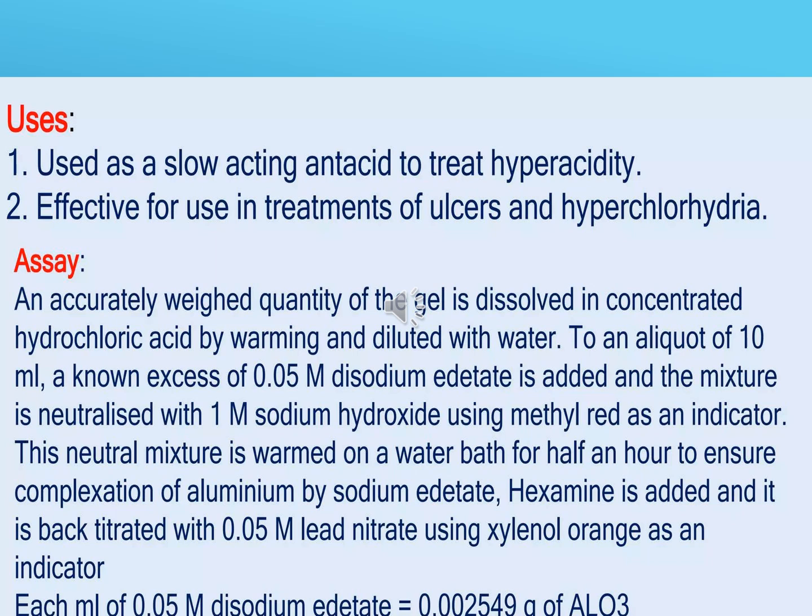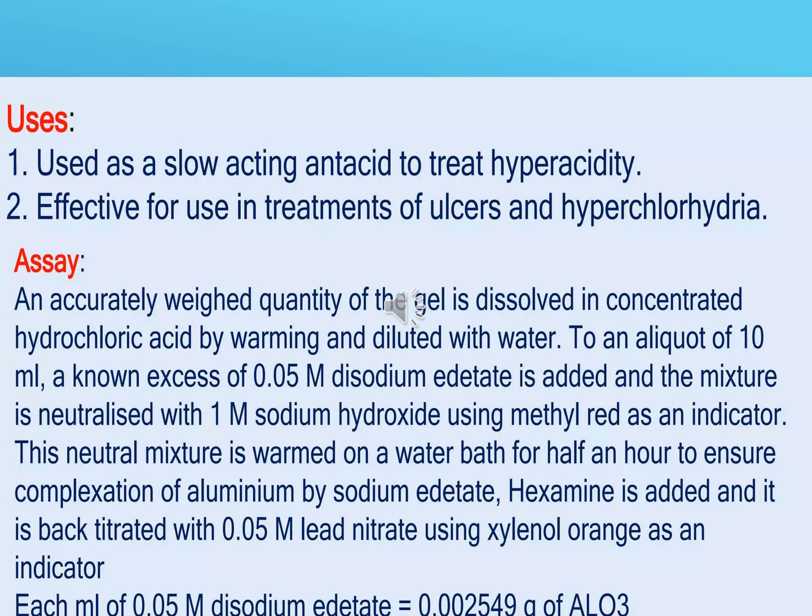Assay. An accurately weighed quantity of the gel, that is aluminum hydroxide gel, is dissolved in concentrated HCl by warming and diluted with water. To an aliquot of 10 ml, that is, from the above solution we have to pipette out 10 ml, a known excess of 0.05 molar disodium edetate is added, and the mixture is neutralized with 1 molar sodium hydroxide using methyl red as an indicator.